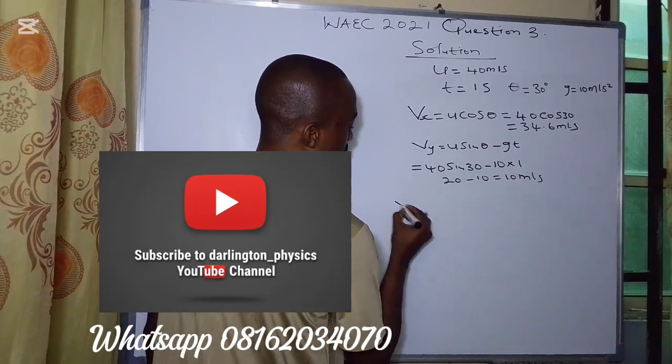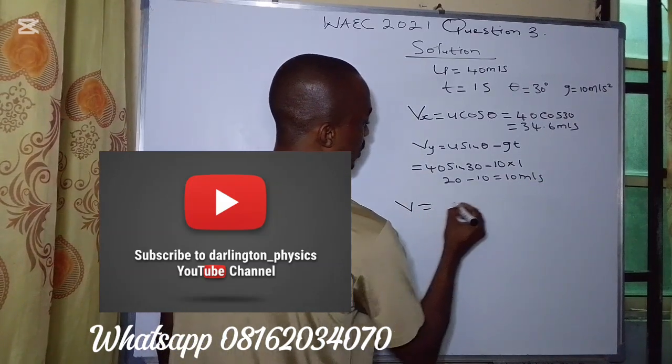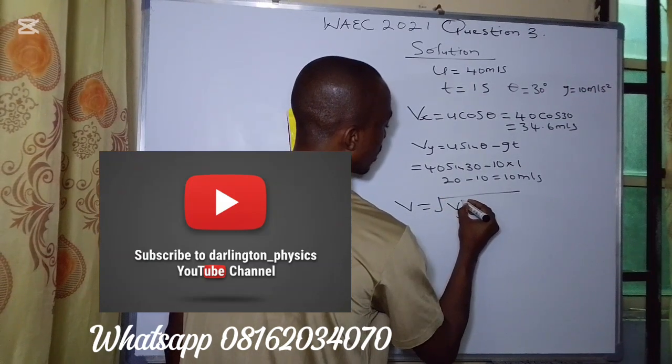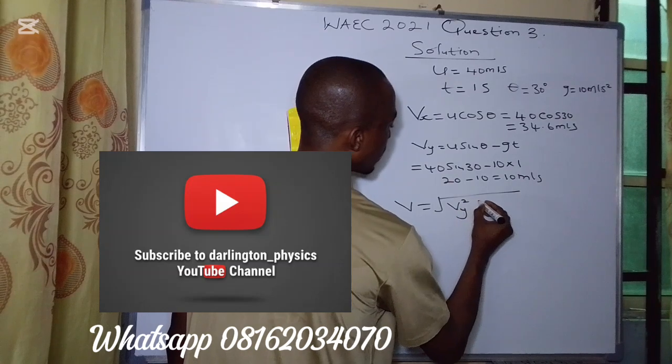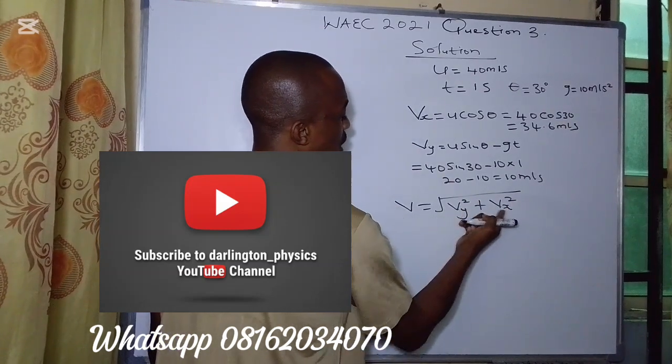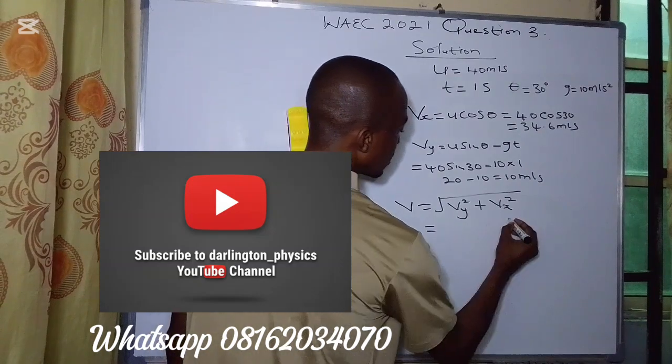So let's resolve. The resultant velocity at that point will be equal to the square root of v sub y squared plus v sub x squared. This one has the horizontal component and the vertical component. Substitute and get your answer as well.